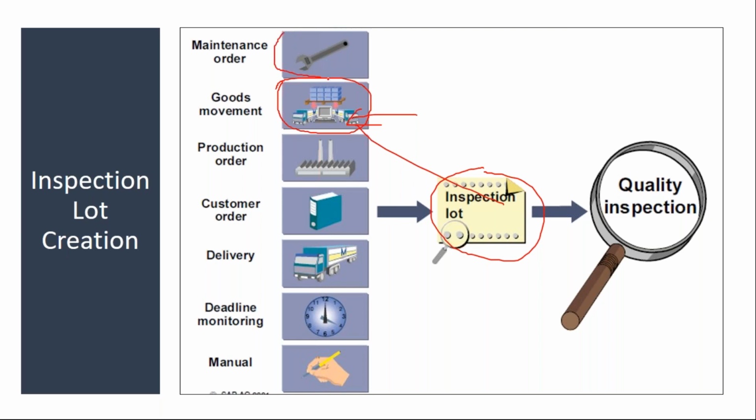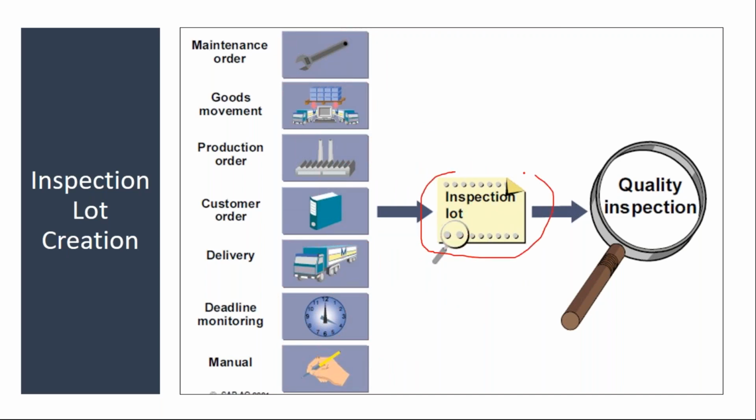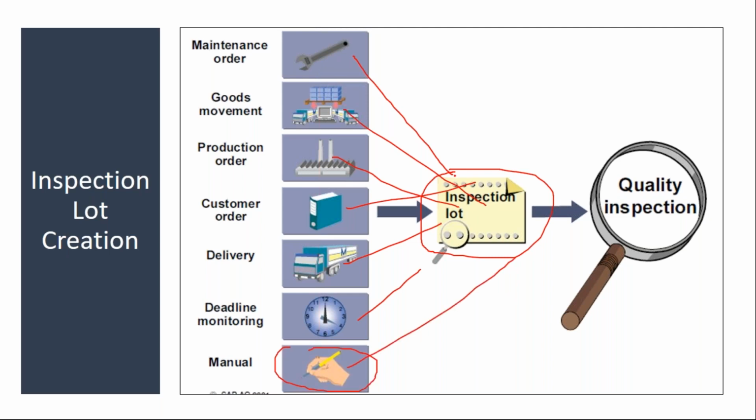In the PM module, when they create a calibration order and release it, it will generate a lot. In the PP, when they create a production order and release it, or when they do the GR, it will create an inspection lot. In the SD module also, when they create an inbound delivery, it will create an inspection lot. And in the deadline monitoring, in the recurring inspection, it will generate a lot, or whenever required, you can create a lot manually also. Basically, the inspection lot gets created because of events that happen in other modules. Very rarely will you be creating it manually. Once the lot gets created, they will perform the quality inspection using that lot.